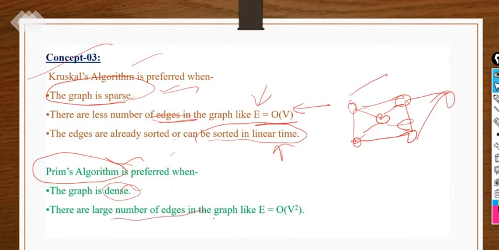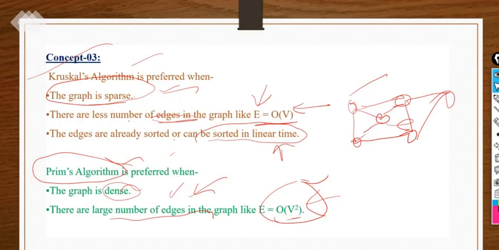When a large number of edges are available, the edges will be of the order of V squared, where V stands for vertices, so it depends on the vertices. With lots of edges available and sorting involved, more time is needed to find the minimum cost spanning tree. So one algorithm takes much more time compared to the other.